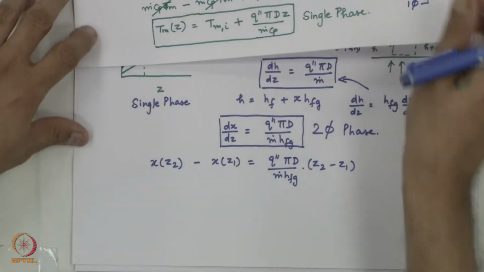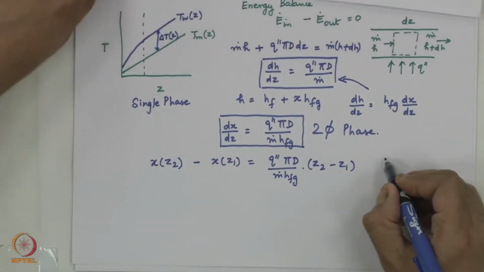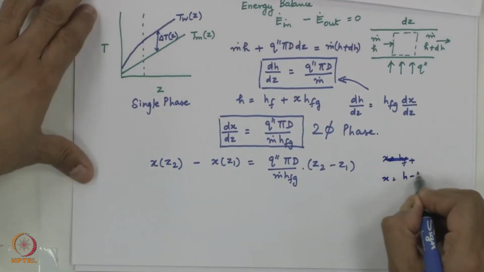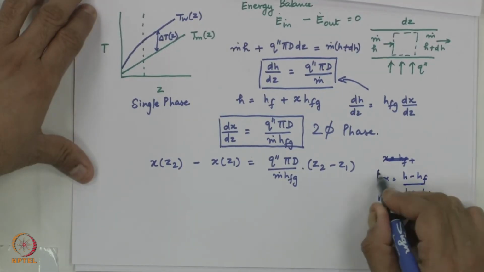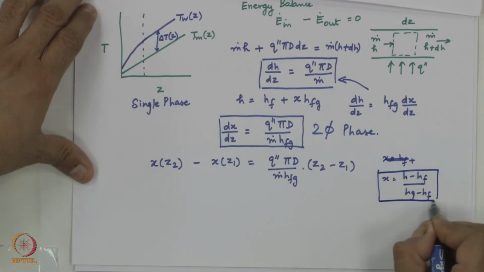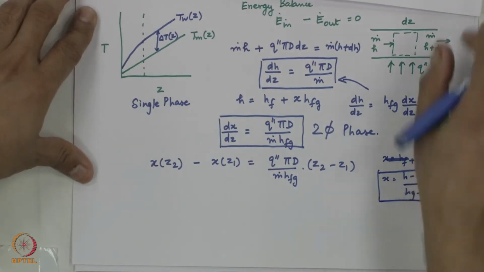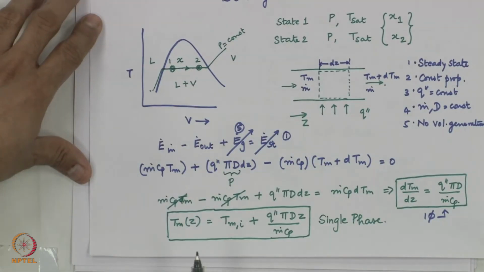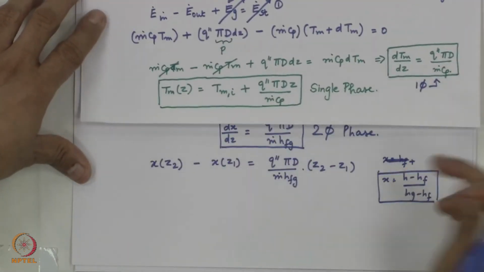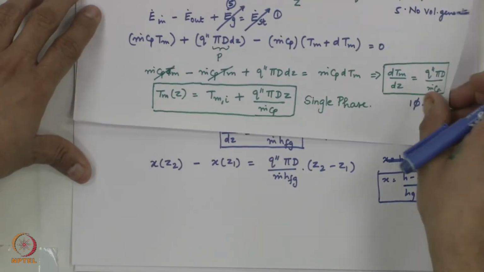In fact, I do not know whether you remember, you would write x is equal to (H minus Hf) divided by (Hg minus Hf). This was your definition of thermodynamic quality, and at state 1 it would be the enthalpy value corresponding to state 1. If you were given the enthalpy, you would find the quality, or if you were given the quality, you would find the enthalpy appropriately.